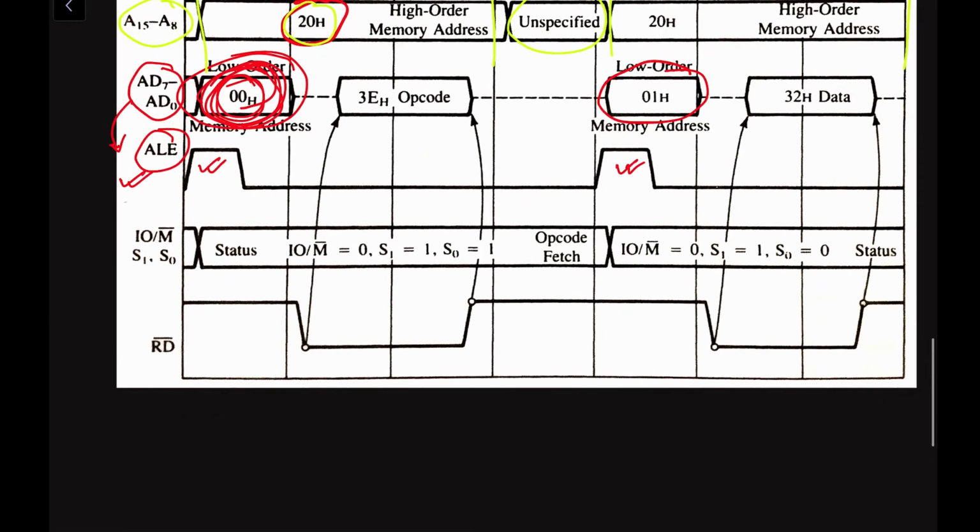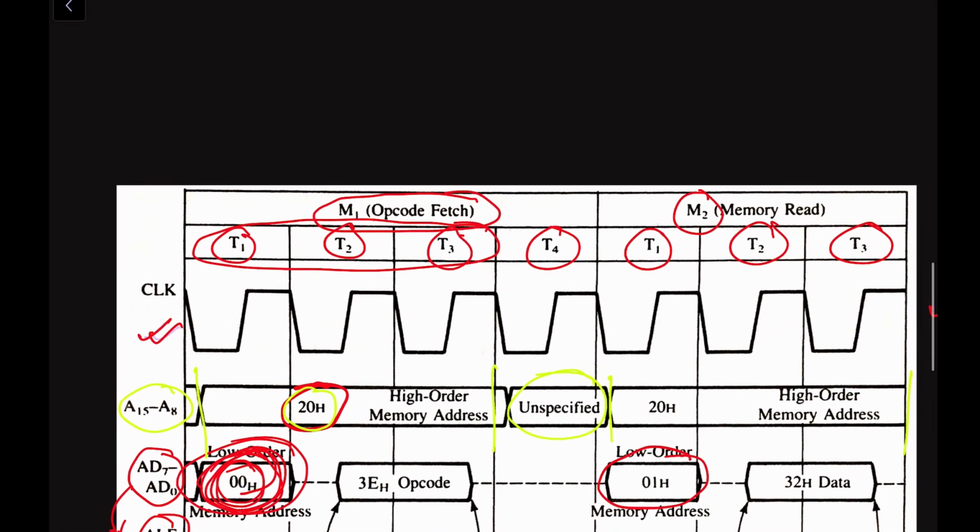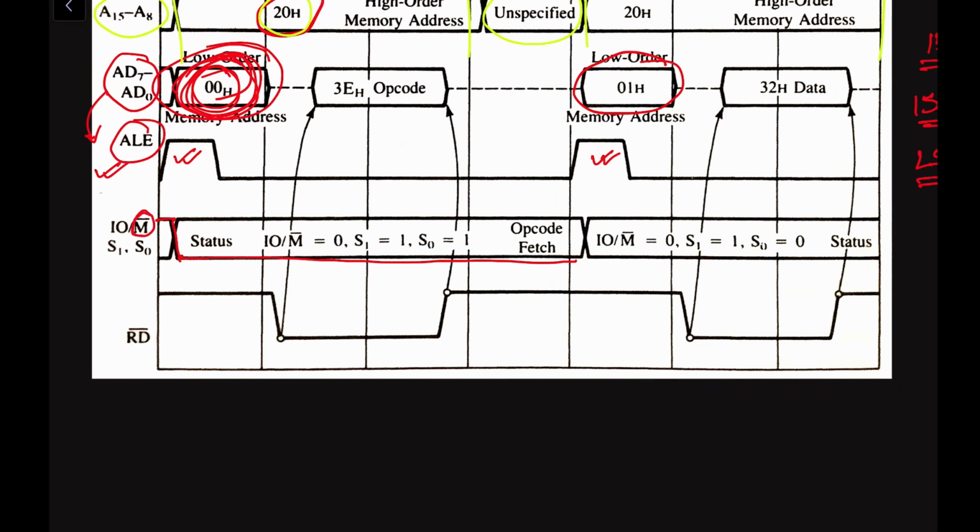And what about the input output or memory bar signal? The IO/M-bar signal will be low for the entire period. Why? Because opcode fetch is also a memory read operation. In the case of a memory read operation, it is not related to the input output devices. Therefore, as it is an active low signal, we have to keep this IO/M-bar signal low to work as a memory read operation or memory access operation.